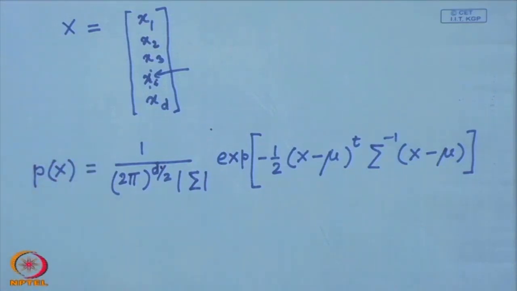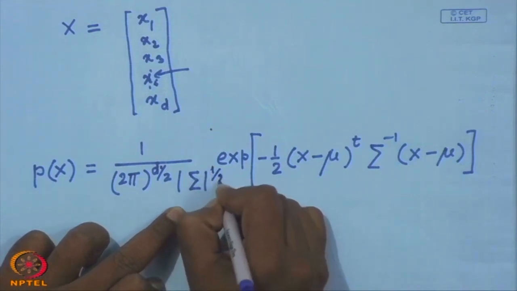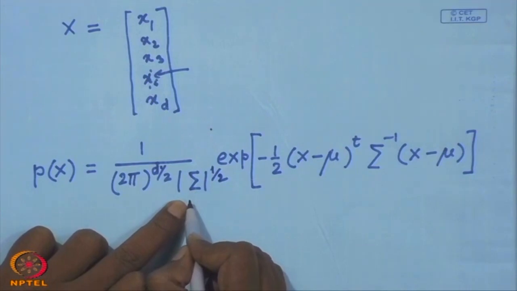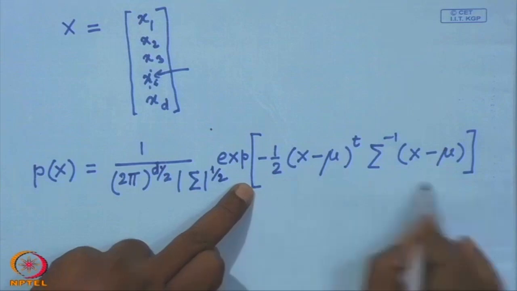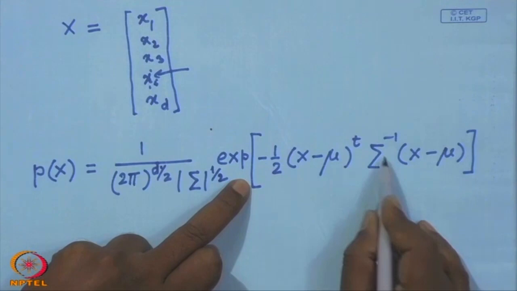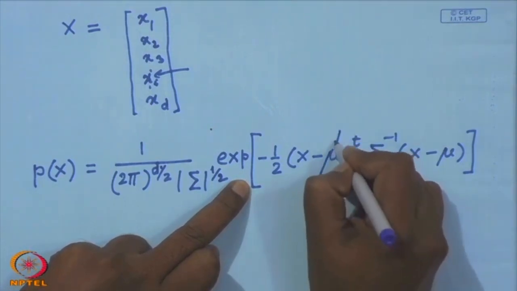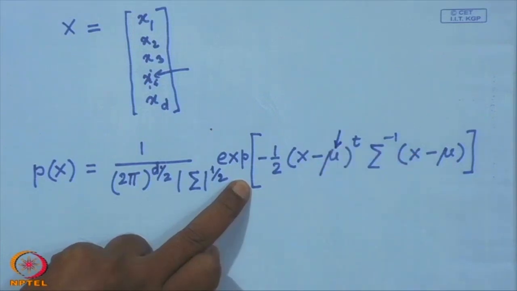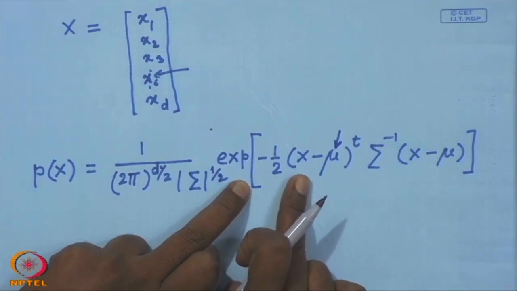This sigma is nothing but the covariance matrix. Sorry, this will be this to the power half. So, I have to take the determinant of the covariance matrix and the square root of that, and within this exponentiation I will have minus half into (x minus mu) transpose sigma inverse (x minus mu), where this mu is nothing but the mean vector of all the samples which are the sampled values of the vector variable x. So, now this x is a vector variable, it is not a scalar variable.